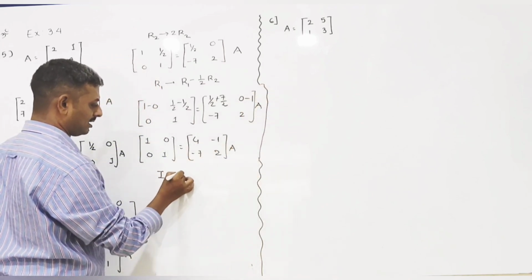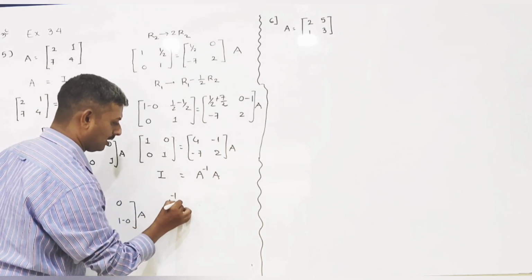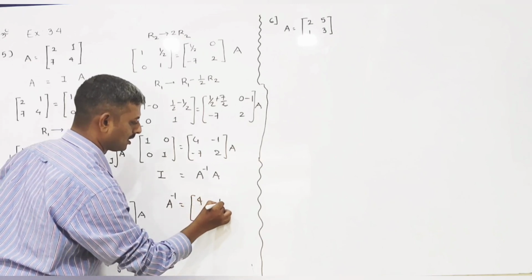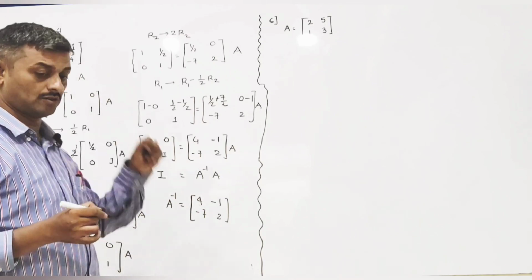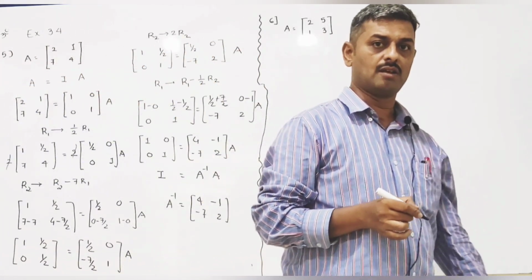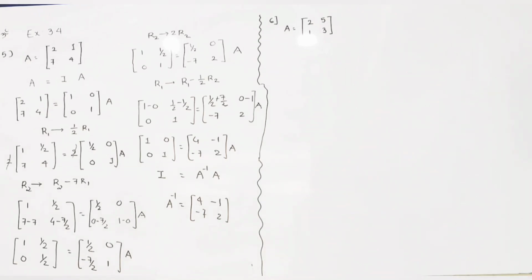So this is my identity matrix. So this becomes A inverse. So A inverse is equal to 4, minus 1, minus 7, 2. This is our fifth example. In the fifth example, if you see, first I have written that A is equal to I into A. Then I have written the value of A, the value of I and into A. Now we will go on to the sixth.